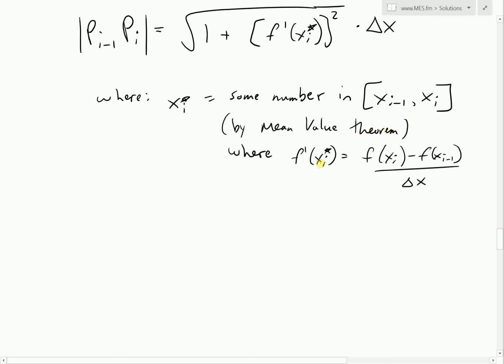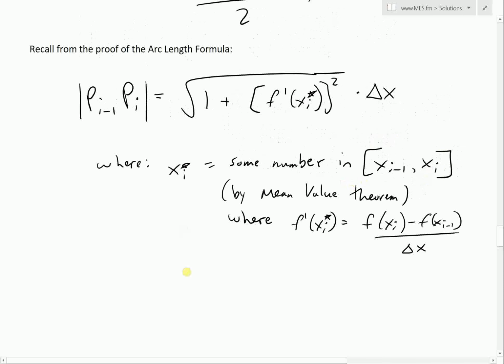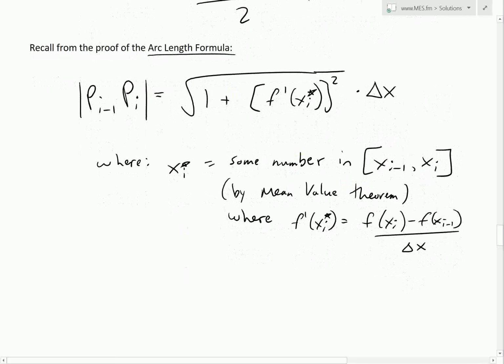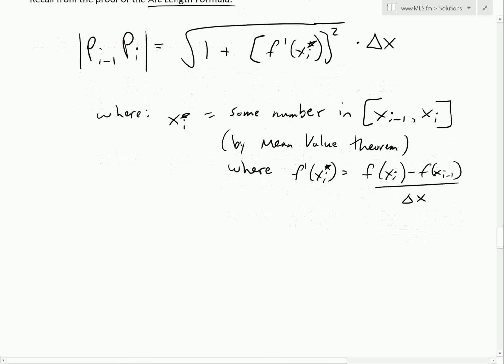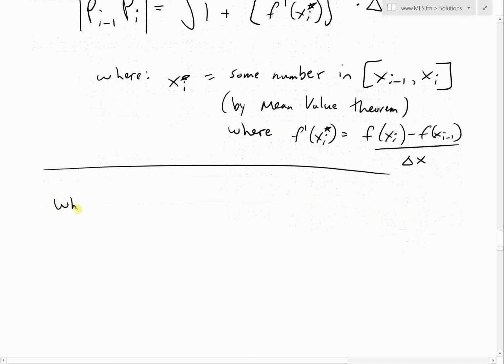Just for completeness' sake, the derivative at this point is equal to the average slope, or the slope of that line, so rise over run, f of xi minus f of xi minus 1 divided by delta x. Anyways, you can see more about that in my earlier videos on the mean value theorem and the proof for the arc length formula. So now that we have this, we could plug this back in.